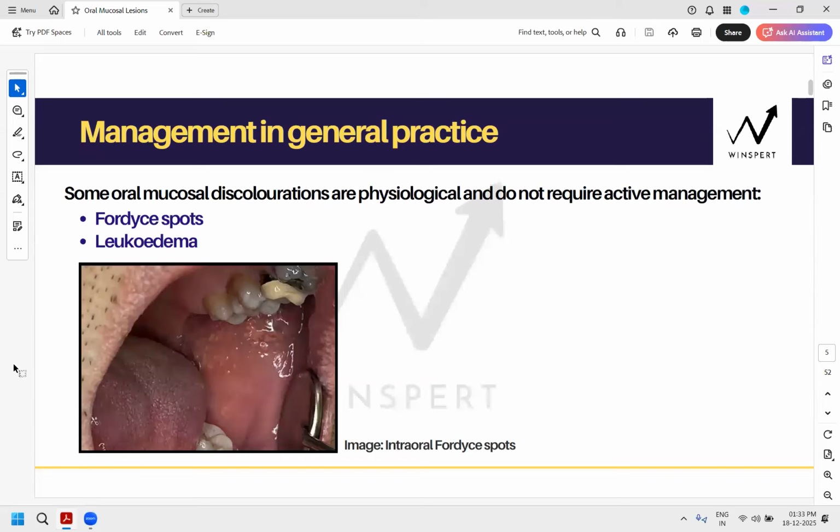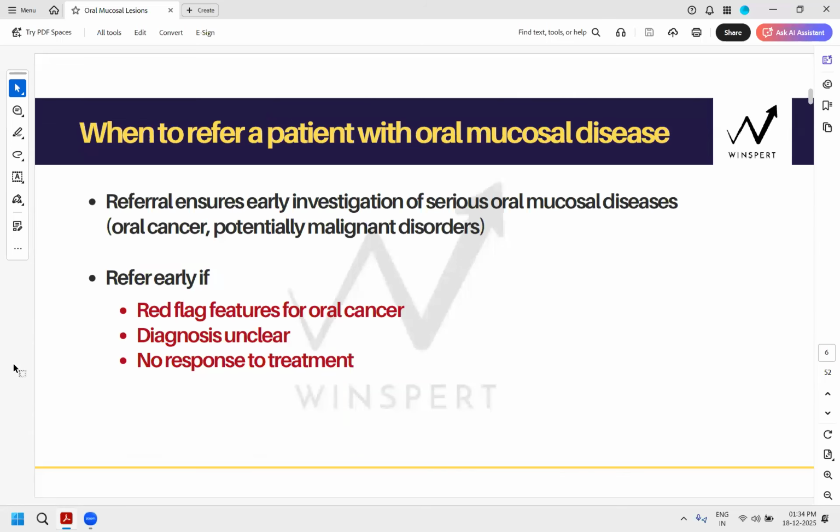Now, also what you can manage in your general practice is your psoriasis spots and leukoedema. They per se do not require any treatment. Agreed? So it can be completely under your supervision. They do not require any active management. They come into your scope only. You can diagnose them, but there is no active management which is required. They're all physiological. Psoriasis spots are ectopic sebaceous glands, and leukoedema also does not require any management.